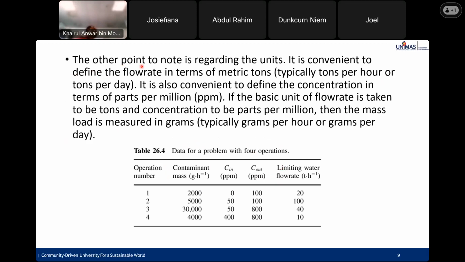The other point to note is regarding the unit. It is convenient to define the flow rate in terms of tons, typically ton per hour or ton per day. It is also convenient to define the concentration in terms of part per million. If the basic unit of flow rate is taken to be tons and concentration to be part per million, then the mass load is measured in gram, typically gram per hour or day. This is just an explanation about the units.